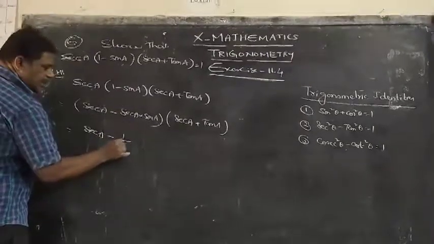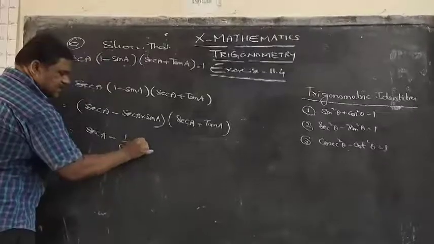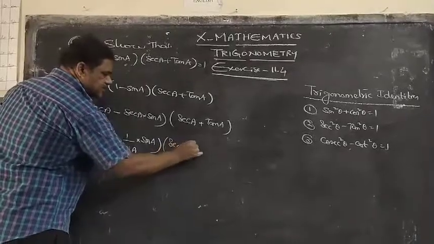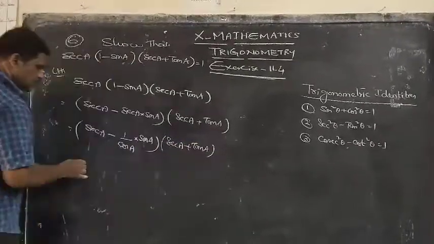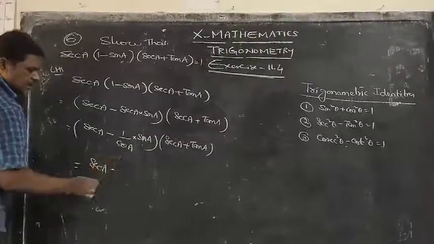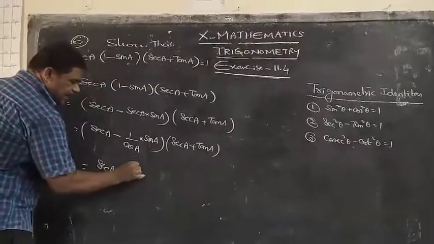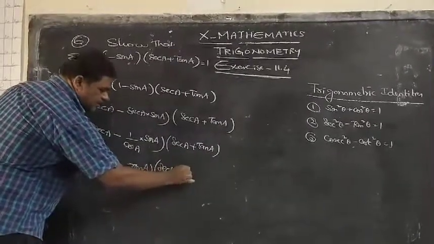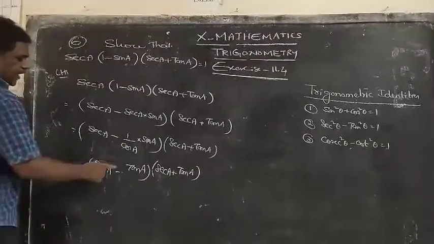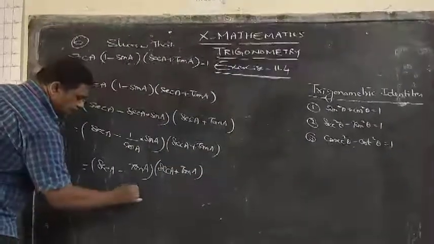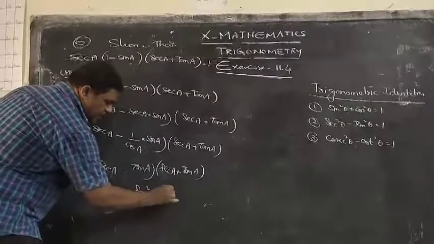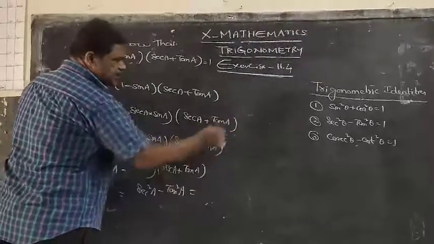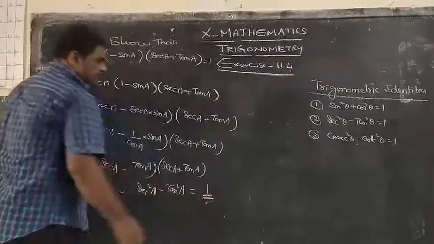Here secant A you can write 1 by cos A. Reciprocal of secant is cos. Now remaining you write as it is. Sin A by cos A, here it is called tan A. Now this is in the form of A minus B into A plus B. A minus B into A plus B is A square minus B square. So it is secant square A minus tan square A. It is the trigonometric identity whose answer is 1.